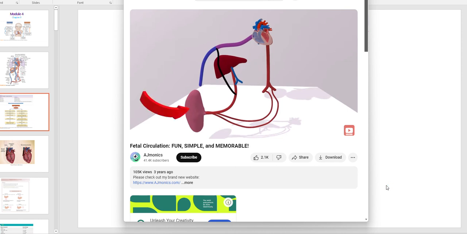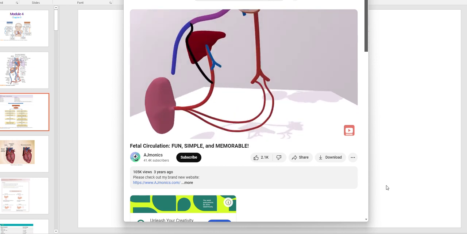Here we have the placenta, where mommy's blood and baby's blood mix. This is essentially where the baby's blood gets oxygenated in order to provide oxygen for the baby. Here we have the liver, and here we have the heart. Here we have the umbilical vein. And the umbilical vein travels towards the liver area, where it joins with the hepatic vein.